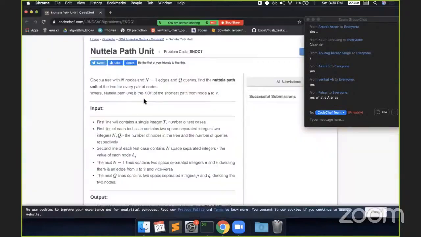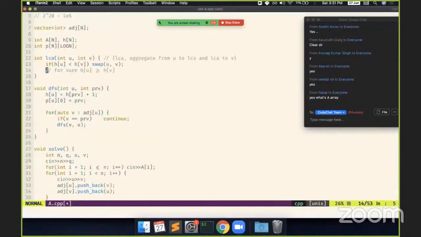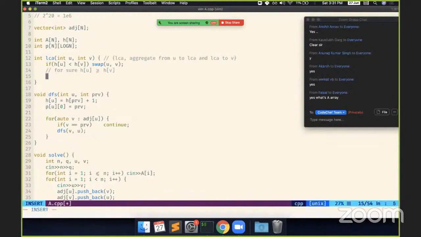What's array A? Okay, array A is, in this question, the Nutella path question, that each node is basically given some value. Eventually, it will be useful. Right now, it's not that useful. Eventually, it will be useful when we are trying to solve that question. Right now, we're just trying to find the LCA.